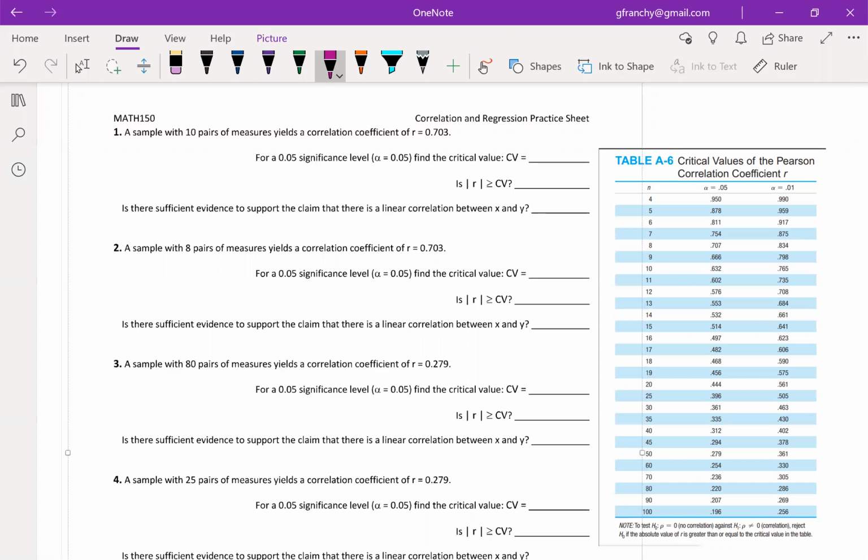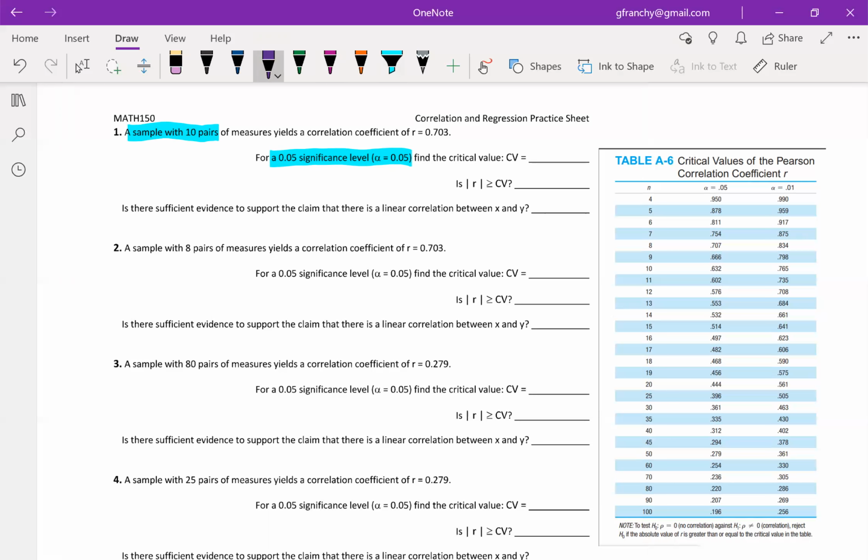So when we're running through this, the first thing we're going to need if we're going to make that comparison is the critical value. And the critical value is going to be based on two things. It's going to be based on sample size, and it's going to be based on alpha. And once we have those things, we could go to table A6 and find that.